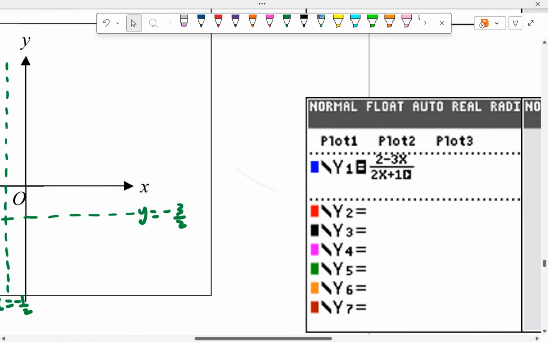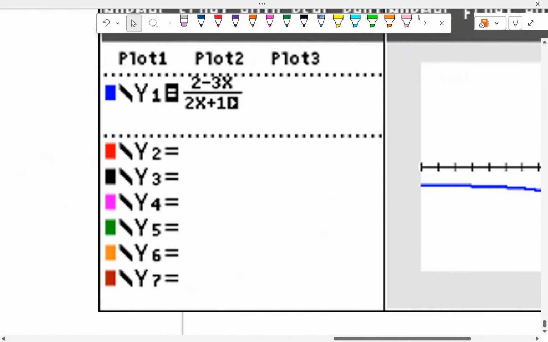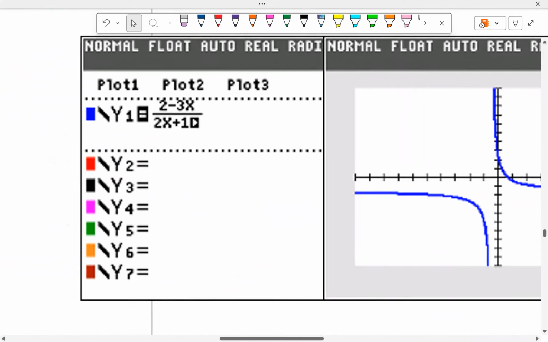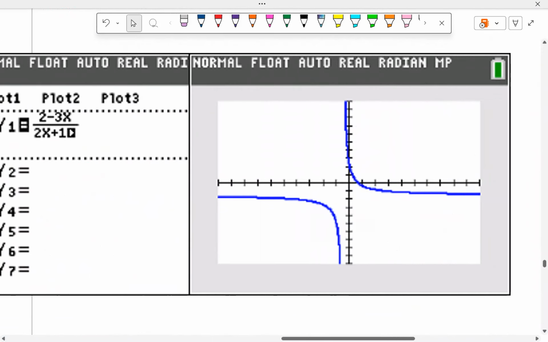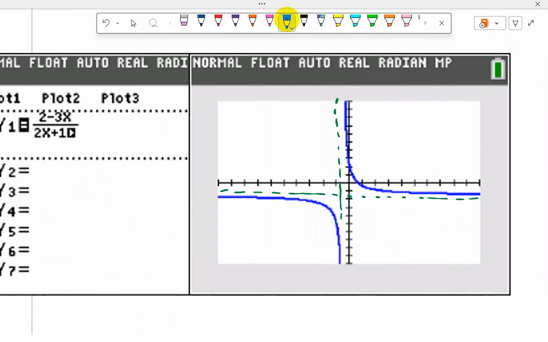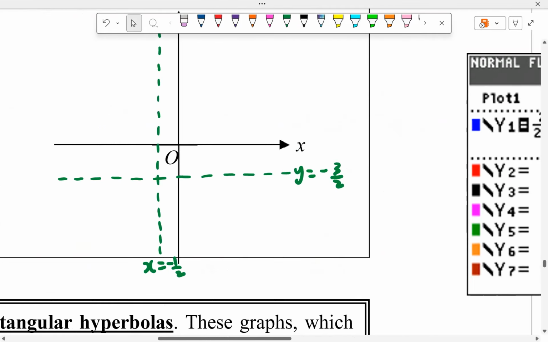Then the next step, go to your GC and key in the equation, y equals to 2 minus 3x over 2x plus 1, and the GC will give you the shape of the graph. So where are my asymptotes? At -3 over 2 as well as -1/2 over here. So then I will know that the graph is in the first and the third quadrant.